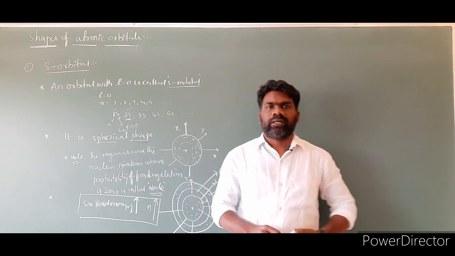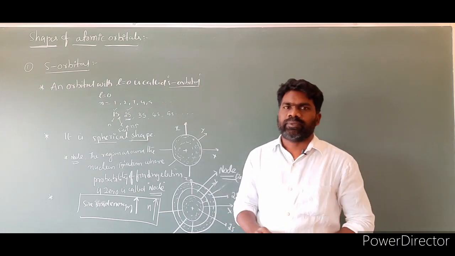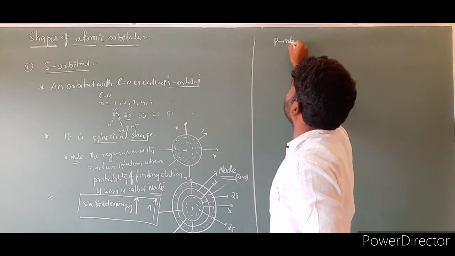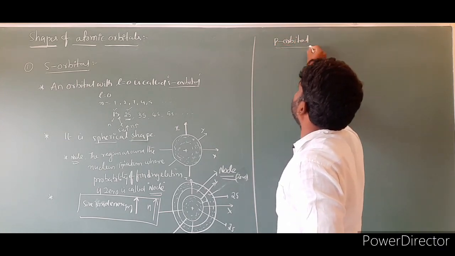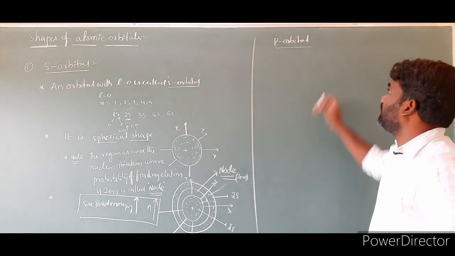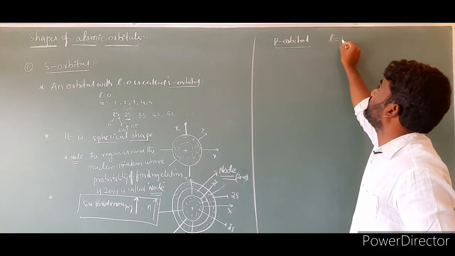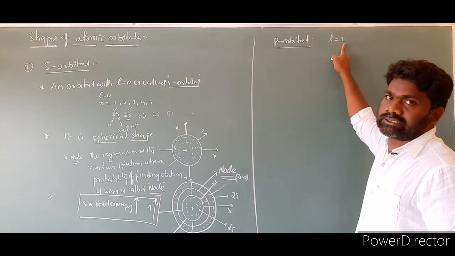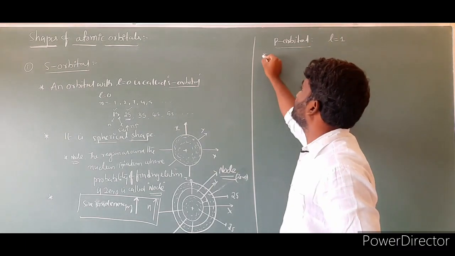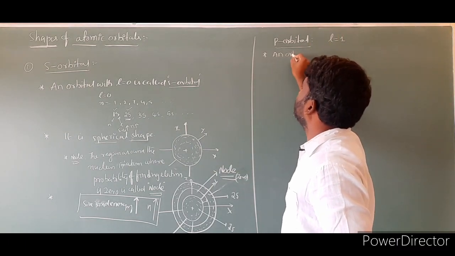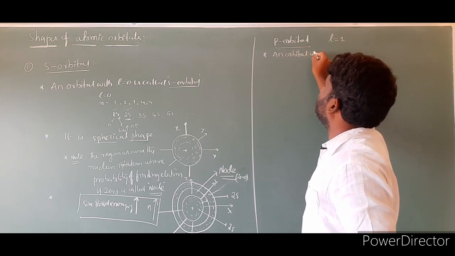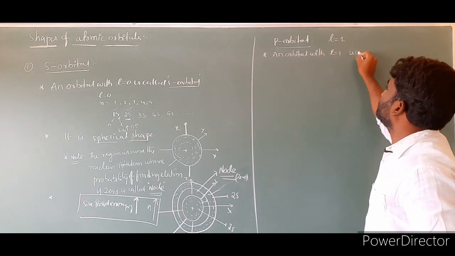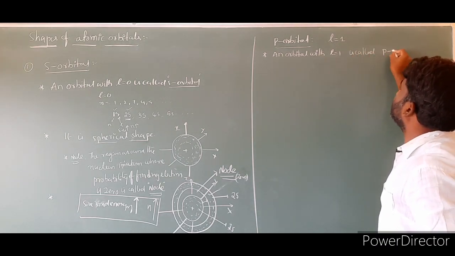Next we have the p orbital. Let us discuss p orbitals in detail. How do you define the p orbital? Already I said orbitals are defined on the basis of the azimuthal quantum number. The definition is: an orbital with l equal to 1 is called a p orbital. Let us write the sentence. An orbital with l equal to 1 is called a p orbital.